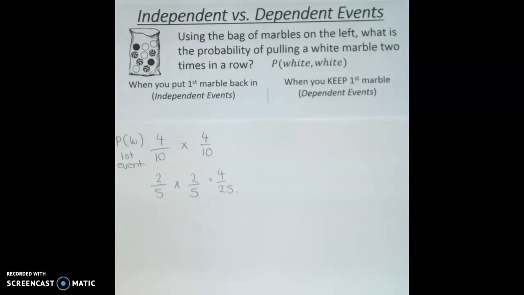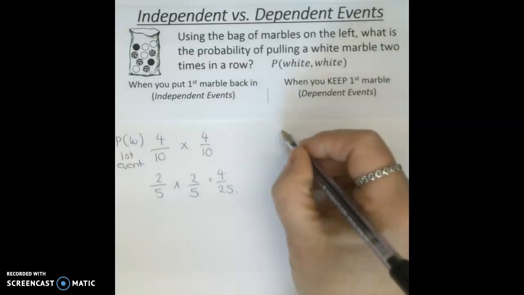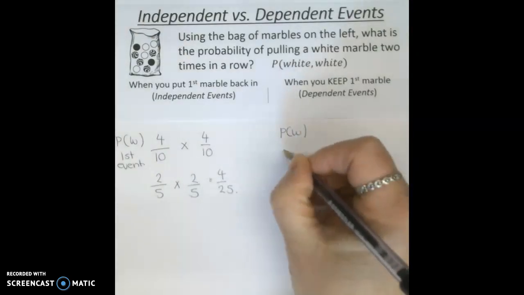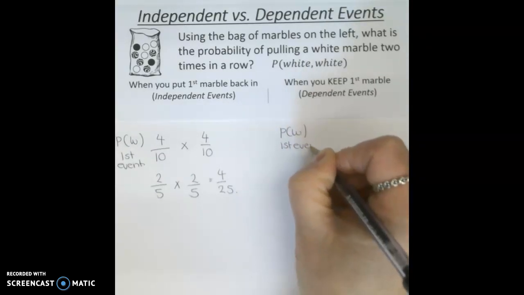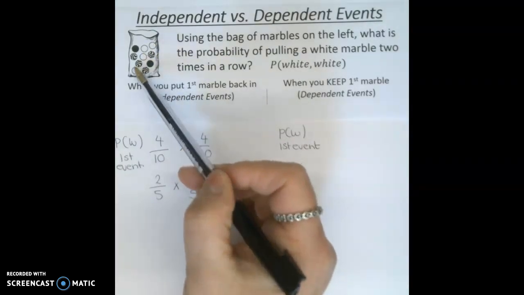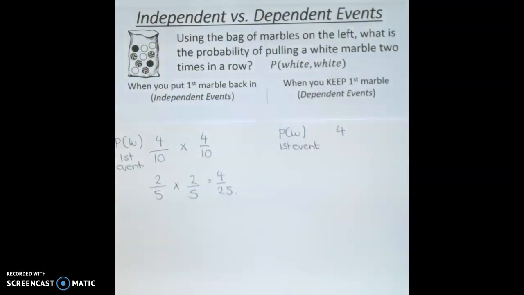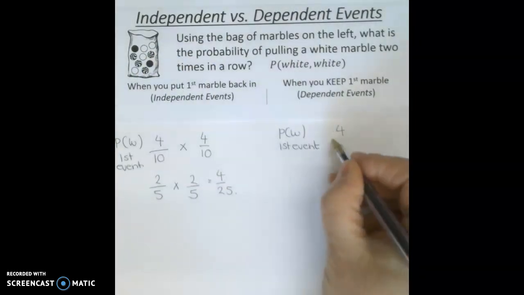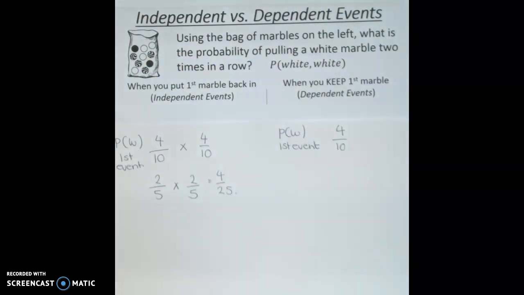So in this case, we're going to pick out a marble, and instead of putting it back, instead of replacing it, we're going to keep it. So the probability that the first marble that we pick out is white is going to be 1, 2, 3, 4, because we've got 4 white marbles, and we've got 10 marbles in the bag still. So the probability of picking out our first marble and it being white is 4 out of 10.